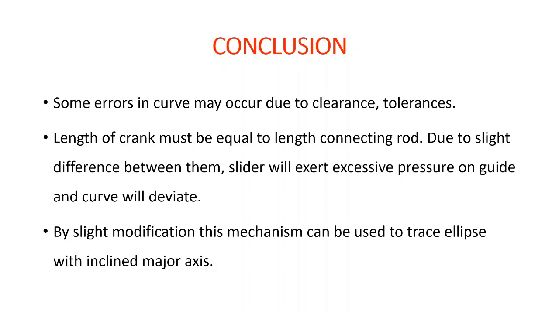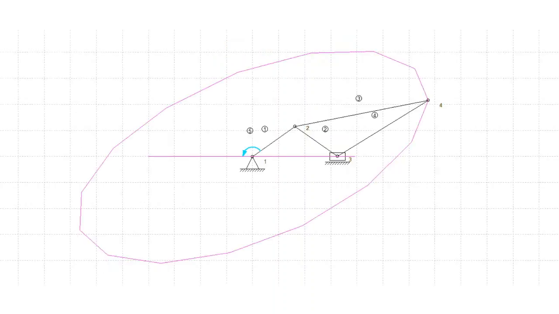With a slight modification, this mechanism can be used to trace an ellipse with an inclined major axis, like this.